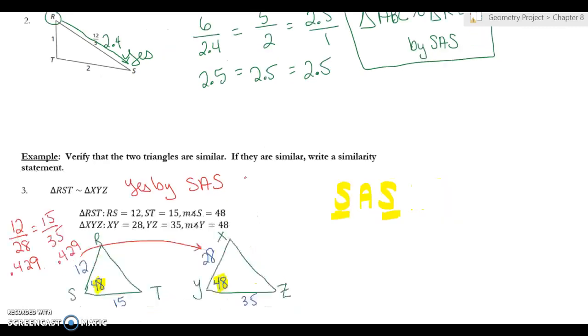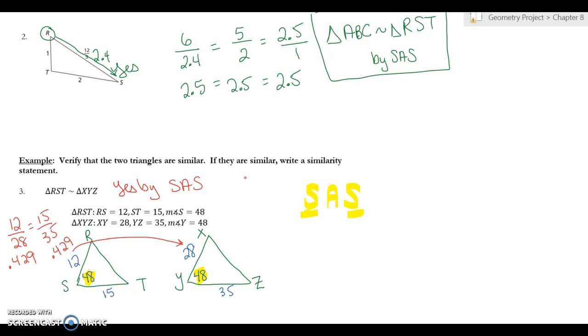Okay. So remember, sides still have to be proportional, angles have to be congruent, and you just have to check things. And if they are, sides are proportional, angles are congruent, then you could say that they're similar by either side, angle, side, or side, side, side.